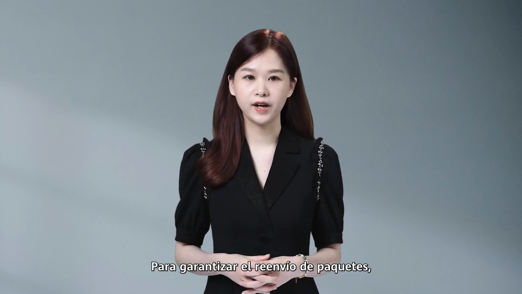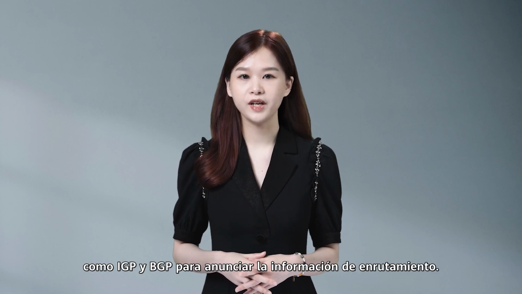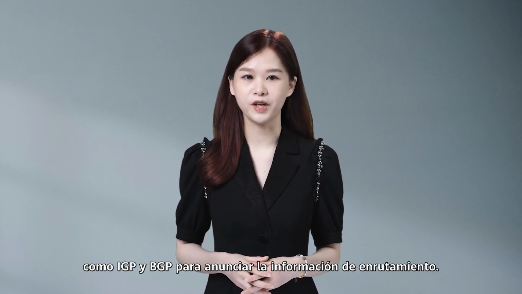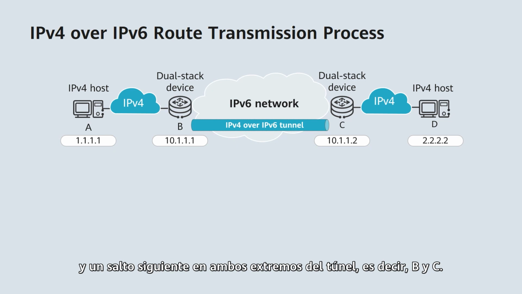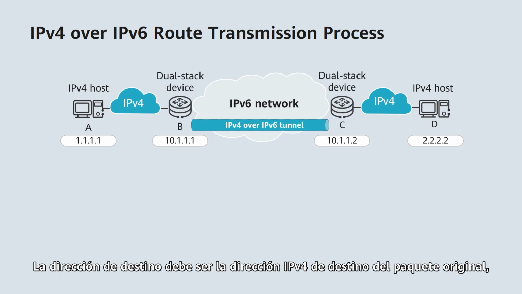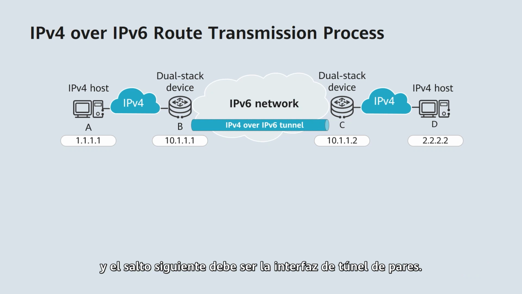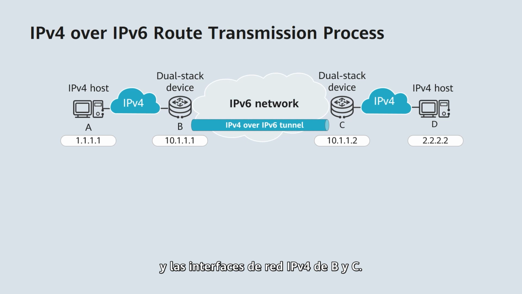To ensure packet forwarding, you can use static routes or dynamic routing protocols such as IGP and BGP to advertise routing information. To configure a static route, you need to specify a destination address and a next hop on both ends of the tunnel, namely B and C. The destination address should be the destination IPv4 address of the original packet, and the next hop should be the peer tunnel interface. To configure dynamic routes, you need to enable a dynamic routing protocol on the tunnel interfaces and IPv4 network interfaces of B and C.